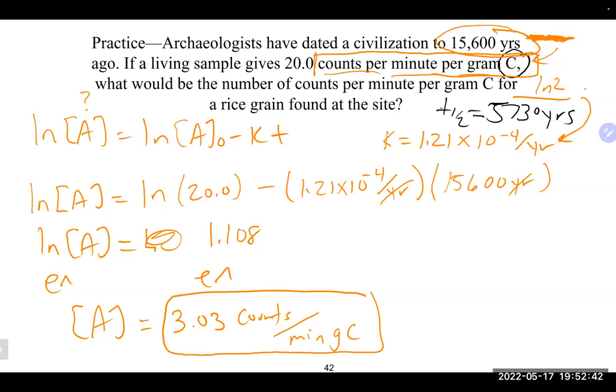Any questions on kinetics and radioactive decay? All right, well, seems like a good stopping place, I think.